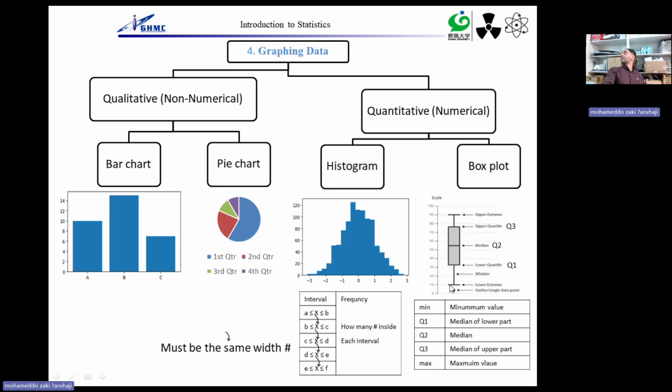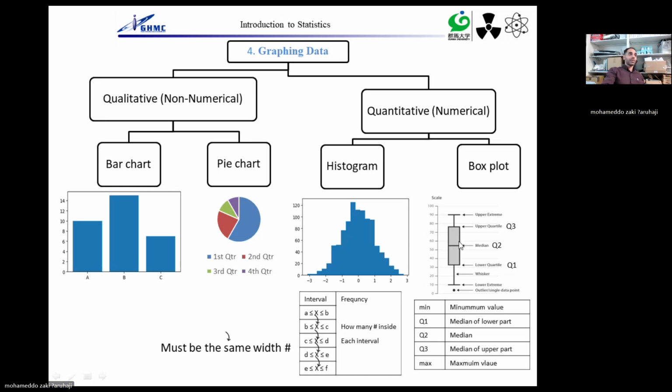And the lower to the upper is my whole range. Everything comes together now. So this box plot can show me my whole range from minimum to maximum. This is my whole range.